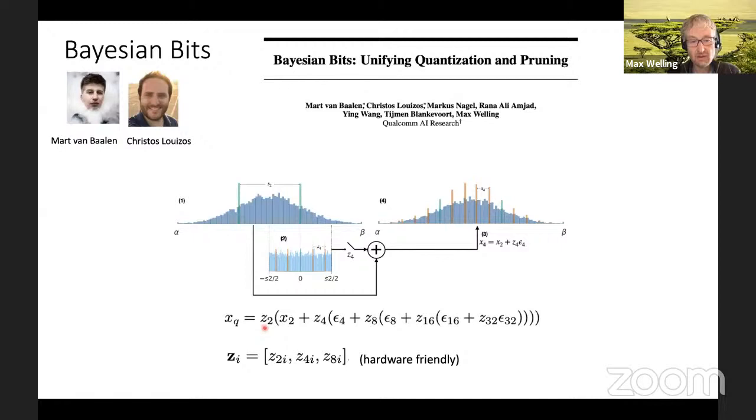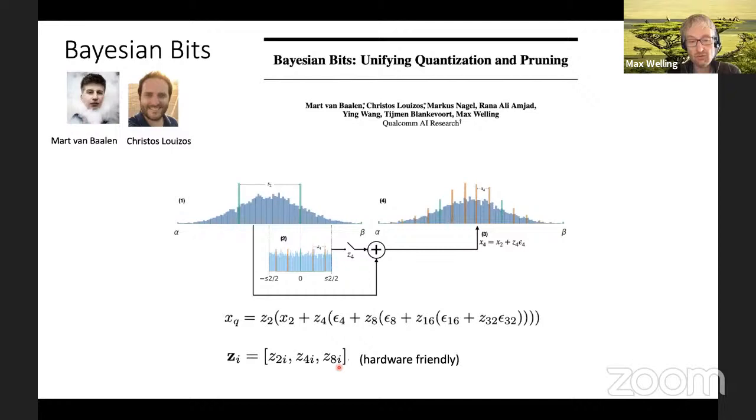There's a first gate which decides whether we are actually going to consider this particular bit at all. If yes, then the first value that we need to consider is X2, the quantized values to these green piles. Next, we ask whether we need the next bit in this representation. If so, we set Z4 to be open, to be 1, and then we include epsilon 4 in our representation of XQ, and so on. The Z's here are the gates that we need to decide on posteriorly, given data, for every kernel, whether we're going to use this precision or that precision, et cetera. So the Zi's are the 2 to the power of the number of bits that we are going to use in our computations.